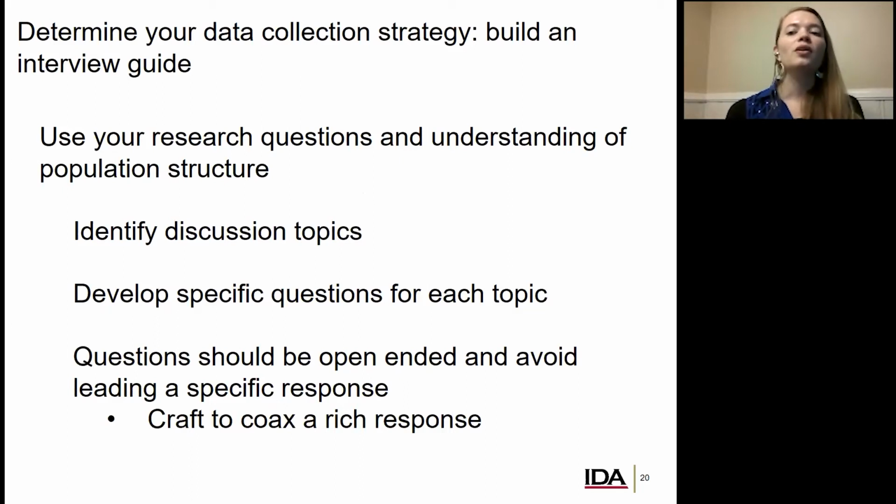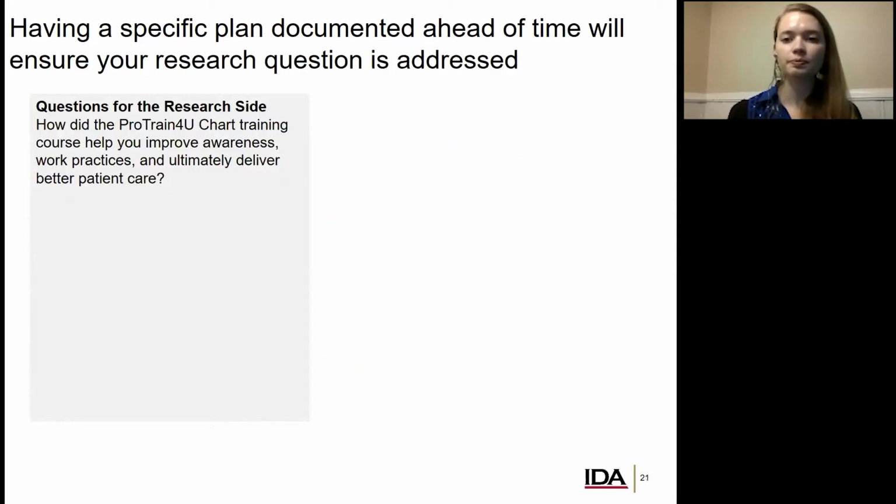So once we know who we want to talk to and how we're going to get them to talk to us, then we'll need to determine our data collection strategy. So specifically by building an interview guide. To do this, we want to use our research questions along with our understanding of the population structure to identify discussion topics and develop specific questions for each topic. So our final questions, we want those to be open-ended and we want to avoid leading participants to a specific response. So our questions need to be crafted to coax a rich response rather than yes or no answers.